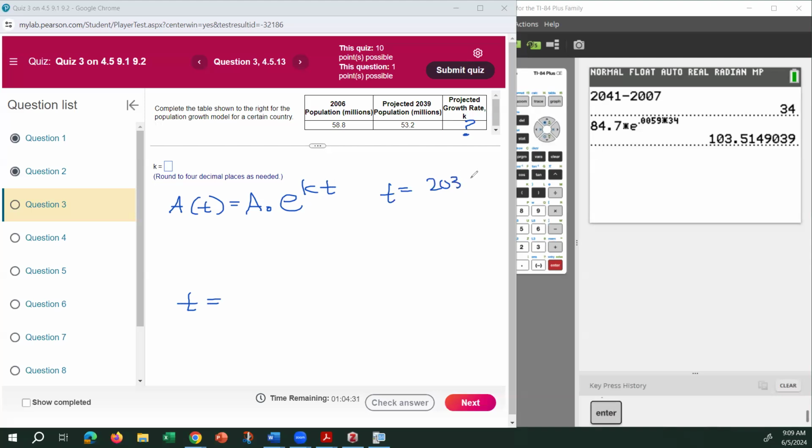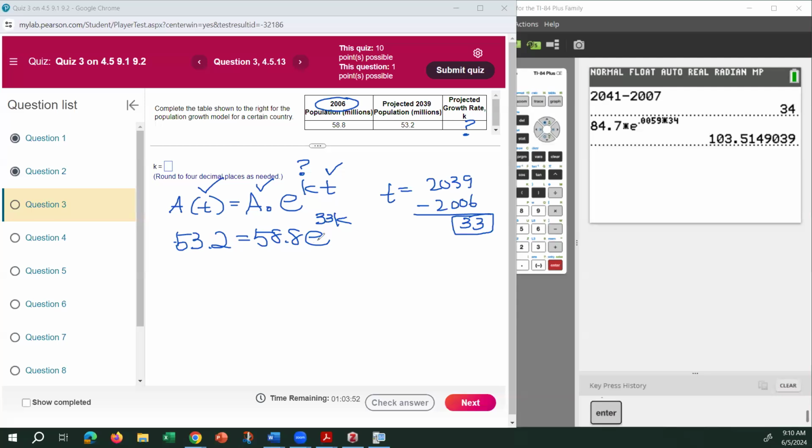T is 2039 minus the starting year, 2006. And so that's going to be 33. So we know T, we don't know K, we know the initial, and we also know the projected population. So we have everything we need to find the K value. Okay, so the projected population is 53.2. The initial is 58.8. e to the K, we don't know. Then we have 33. So instead of putting 33 after K, we'll put it in front of K.